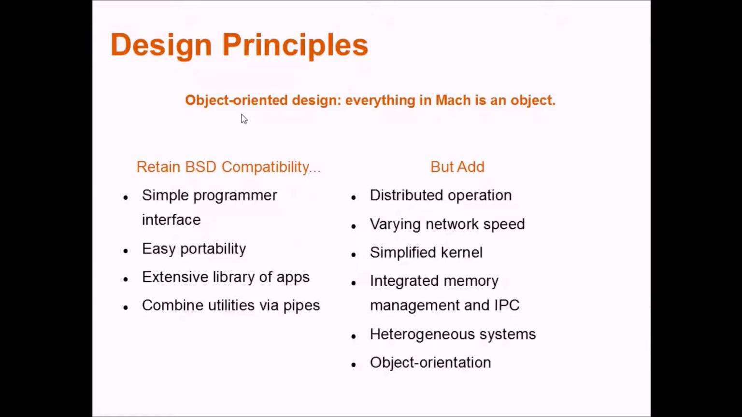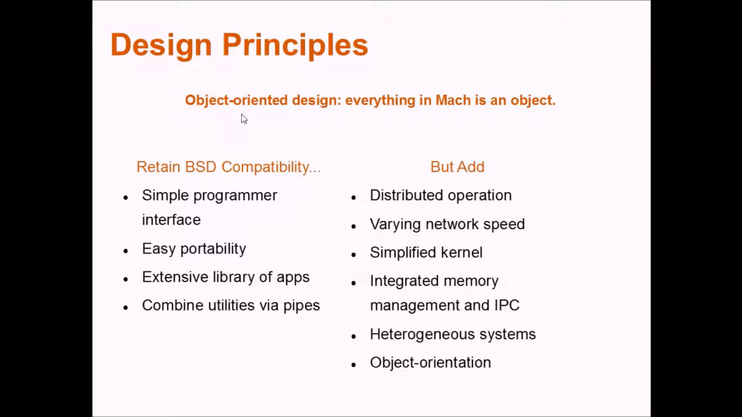So the design principle of the whole Mac OS is object-oriented design. Everything in Mac is an object, whereas if I talk about Linux, everything in Linux is a file. So each operating system has its own way to solve a particular problem or internal design. The retain BSD compatibility is a simple programmer interface, easy portability.